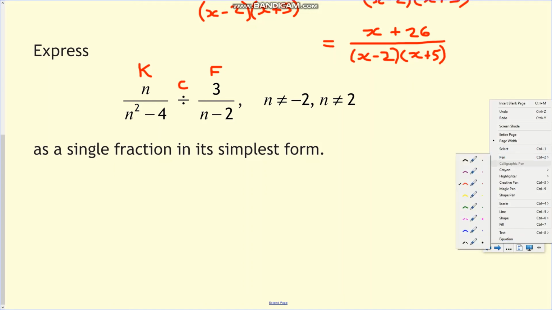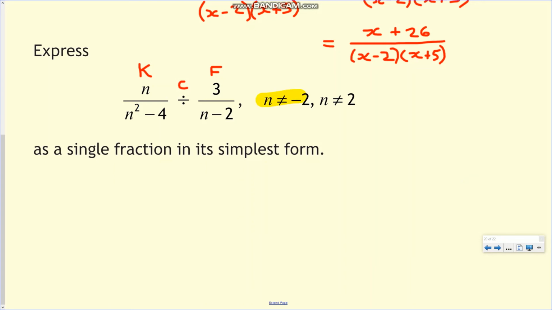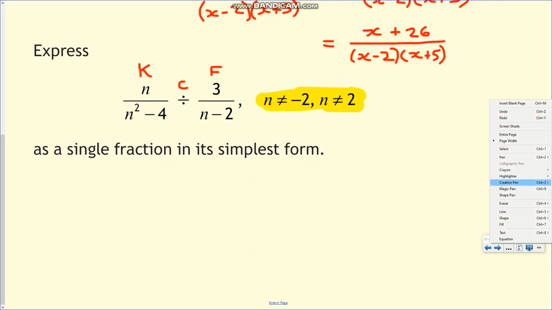Don't get stressed out about things like this. This just tells you that n in our fraction here cannot be -2 and cannot be 2. The reason for that is because if n was one of those two values, you would get a 0 value on the bottom of your fraction, and you know you can't divide by 0, so that would invalidate this calculation. So n does not equal -2 and n does not equal 2 doesn't add any extra information to what you are doing. It just tells you which values you can't do this sum for. My advice is just ignore it.